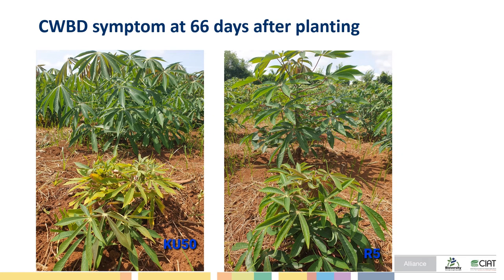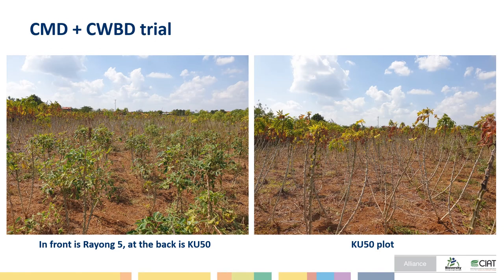This is the photo of stake from KU50 and Rayong 5 of the experiment. This is the photo of our experiment. At the back is KU50 and in front is Rayong 5, and on another side the KU50 plot. If you look at this photo, by now almost 100% of the plants are infected by cassava witches' broom and cassava mosaic disease.